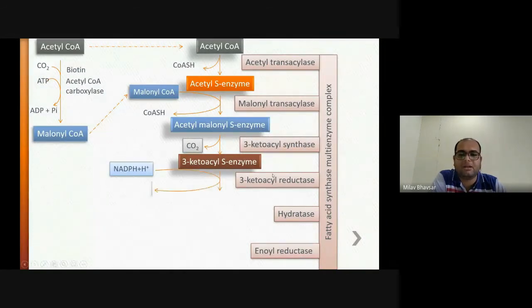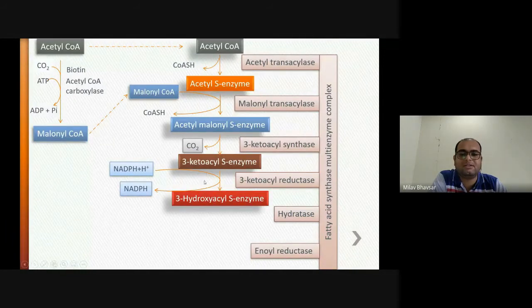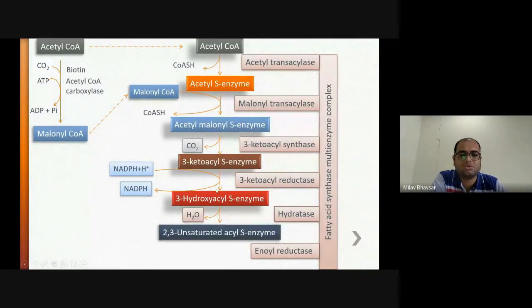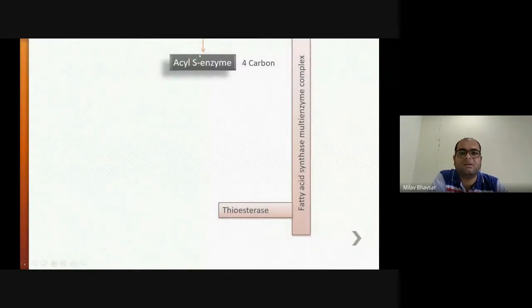Then going ahead, here we are adding the NADPH, converting 3-ketoacyl to 3-hydroxyacyl. That is reductase. We are adding the hydrogen atom in the process. Now we are removing the H2O. So what you have is the unsaturated S enzyme, and again another hydrogen atom is removed. So what we have is acyl S enzyme. Now going forward with the help of enol reductase, what we have is enol S enzyme.